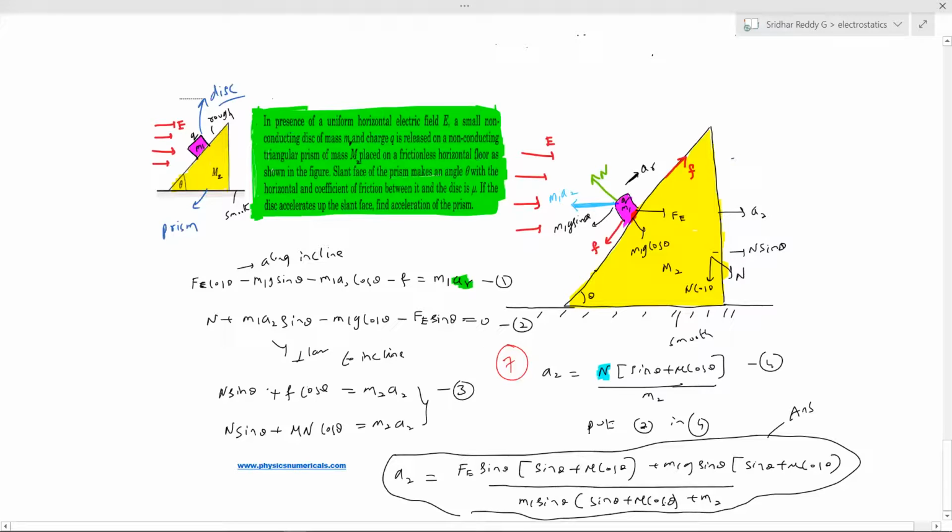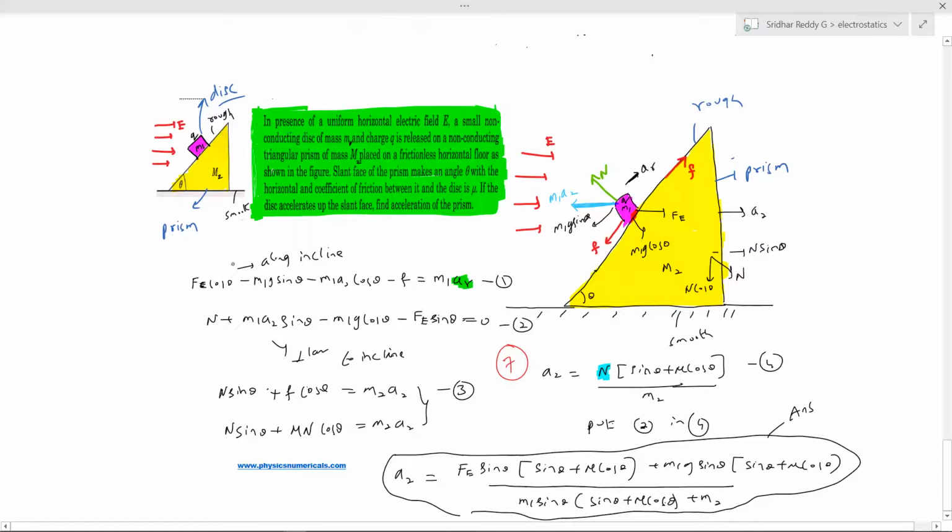The prism of mass M2 is placed on a frictionless horizontal floor, so the surface is smooth. The coefficient of friction between the prism and the disk is mu, so this surface is rough. If the disk accelerates up the slant face, find the acceleration of the prism. He's asking us to calculate this A2, the acceleration of the prism.